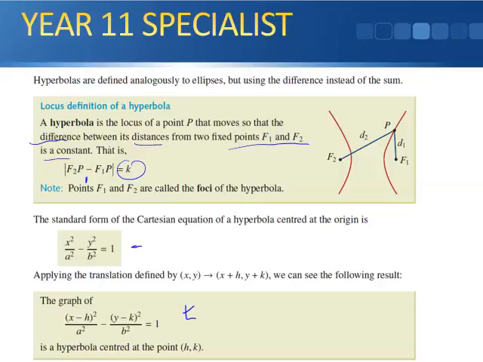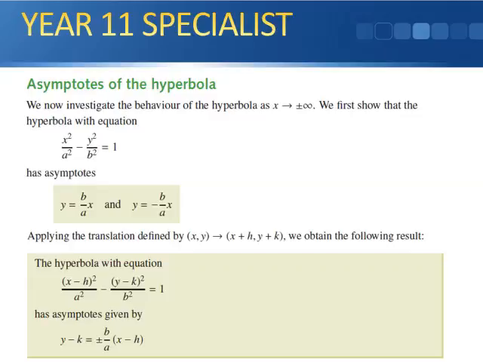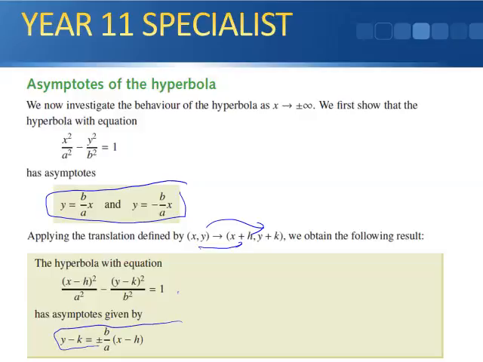Standard form of the hyperbola is x squared over a squared minus y squared over b squared equals 1. Or if it's translated, we get that, centre (h, k). Asymptotes. Easiest way to work asymptotes is to use that. That's applying the transformation from x goes to x minus h and y goes to y minus k. We obtain these results, and therefore the asymptotes we can use that rule there.